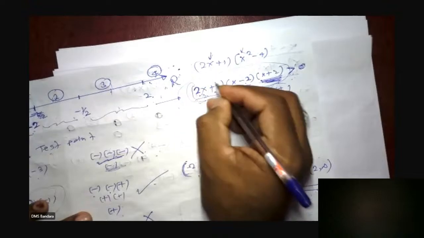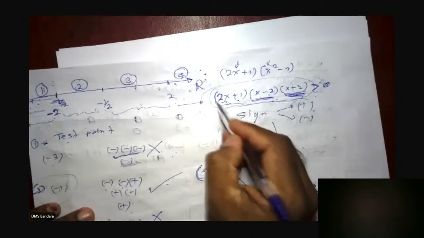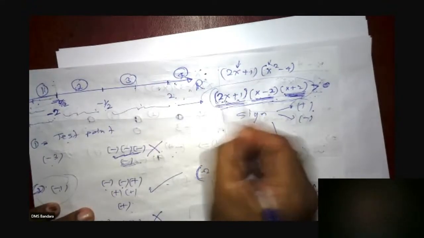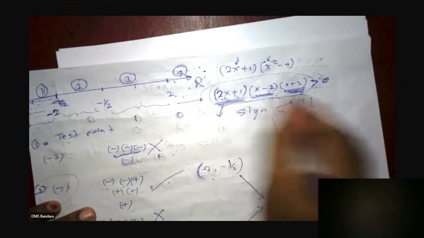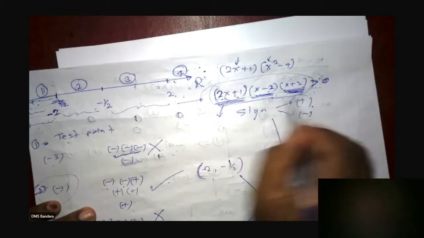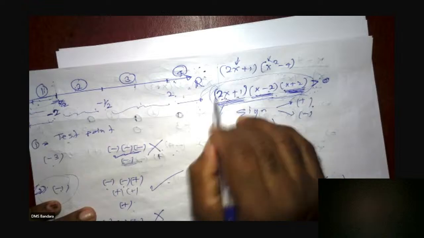What? How did we get the minus out? Why? From the previous one, there is a factor 2x plus 1 now. Now this part is not critical points. Now these are the factors.